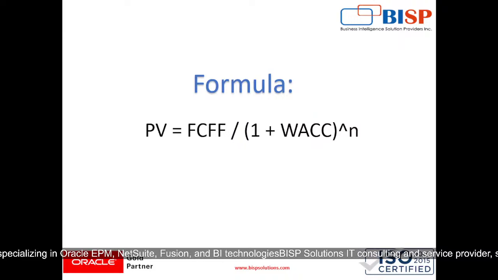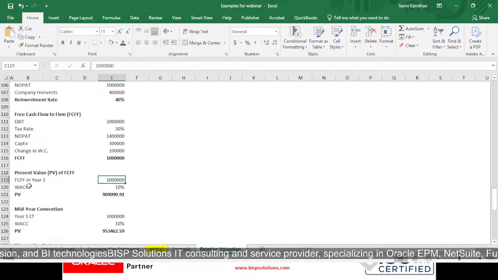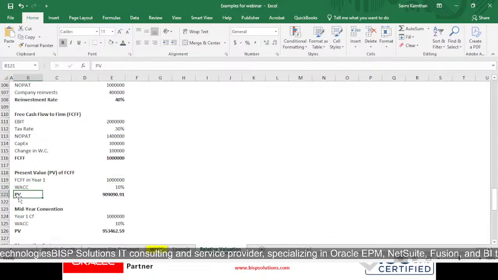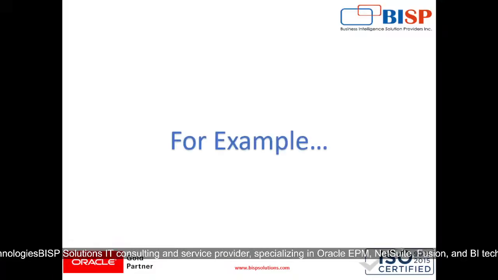So to understand it better, we will take an example for the same. So FCFF in year 1 is around 10 lakh rupees and our WACC is 10%. So if we want to calculate our PV, it is 10 lakhs divided by 1 plus 0.1, which is 1.10 to the power 1, because we are calculating for year 1. So we will be getting 9.09 lakh rupees, right? If we do approximation, it will be around 9 lakh 9,000 rupees, right?